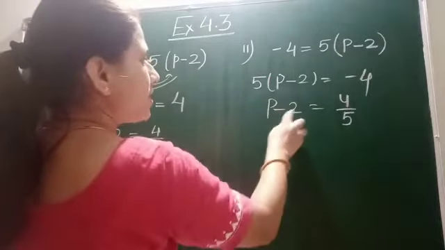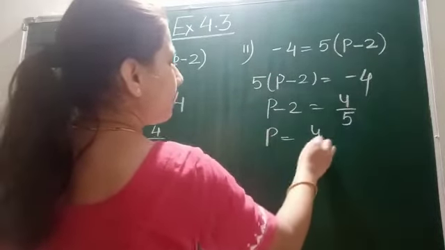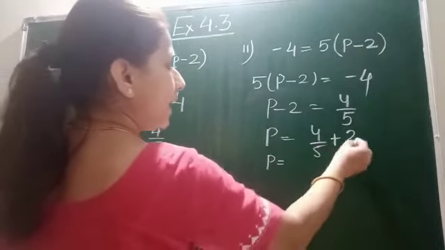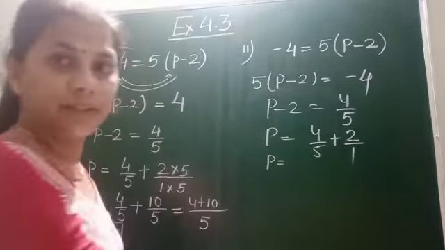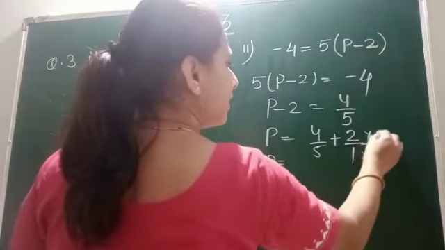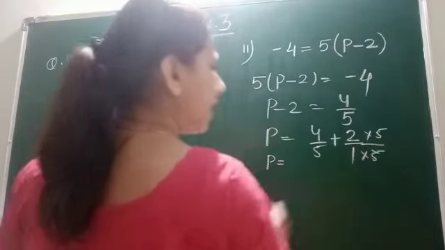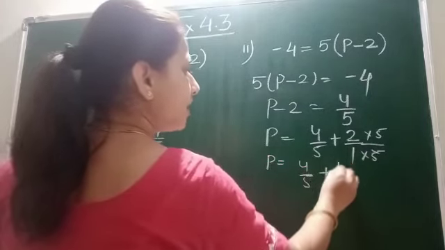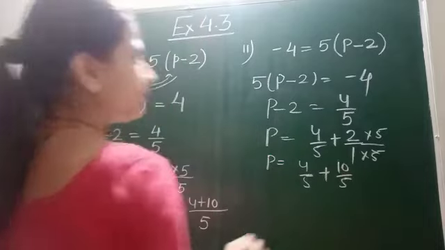Then we will shift this minus 2. What we will get? Plus 2. Then again we will make the denominator same by multiplying by 5. We will get 4 by 5 plus 10 by 5.